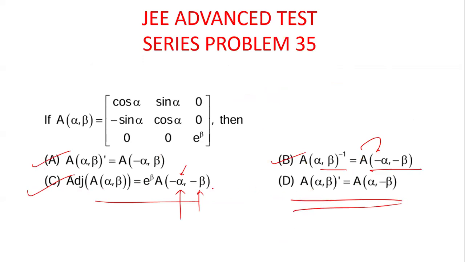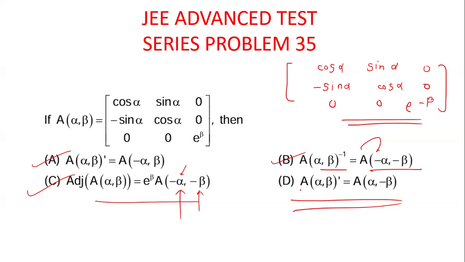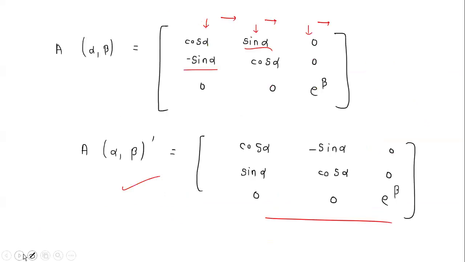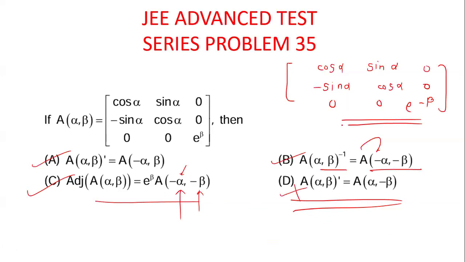And D option is not correct because if you see this A matrix and replace beta by minus beta and alpha is as it is, you will get this thing. And this thing is actually not equal to the A matrix transpose. So this option is wrong. Because the A matrix transpose is this and in this we have e power beta, but here it is e power minus beta. So you can easily check that this option is not correct. So the A, B and C options are correct. So in this way we can solve.